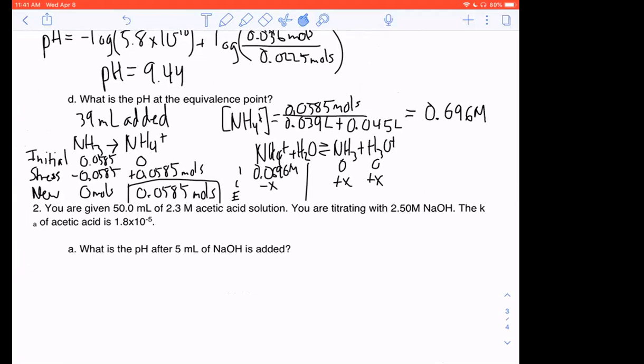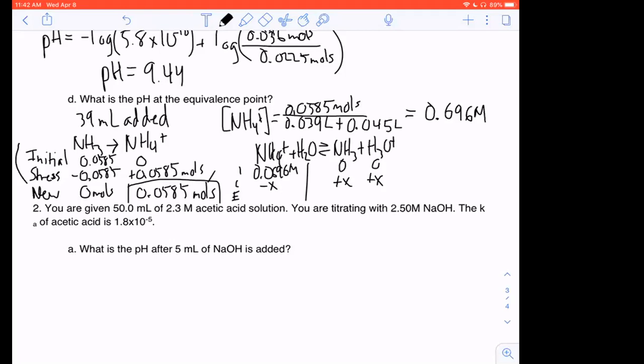But basically at this point, you've added 39 milliliters of the HCl. As we said, we already determined that at the equivalence point, you're adding the same number of moles of HCl as you started with, so 0.0585 moles here. When you subtract this, you get to 0 moles of NH3 left, and all of those moles are converted into NH4 plus. So what is left in the solution is 0.0585 moles of NH4 plus.